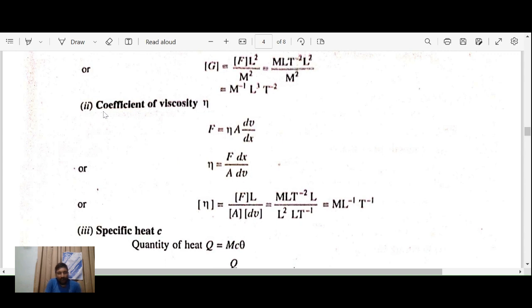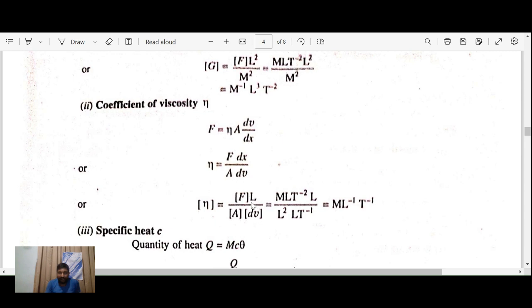Now let's come to Roman number two, coefficient of viscosity. It's coming under viscosity. So viscous force F equals eta, the coefficient of viscosity, times area, times velocity gradient, dv, small change in velocity divided by small distance. Here we want to make eta the subject, because we are going to find the dimension of eta. So can you see we have done it. Here dimension of eta equals dimension of F, dimension of L.